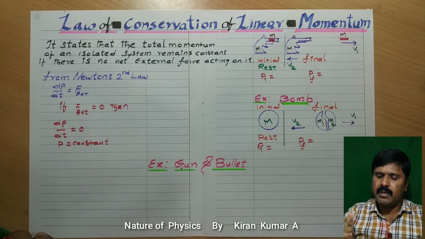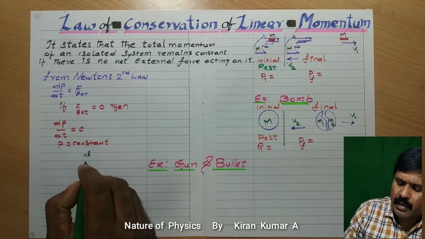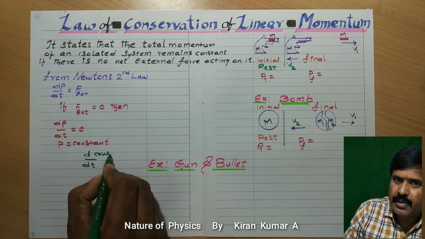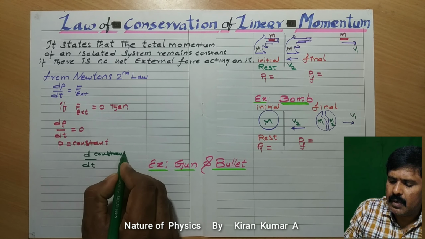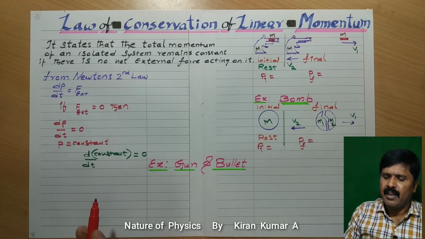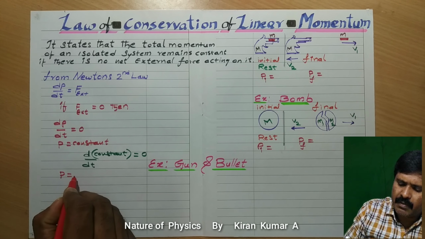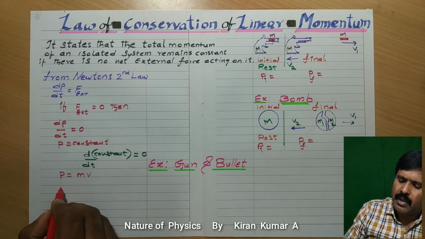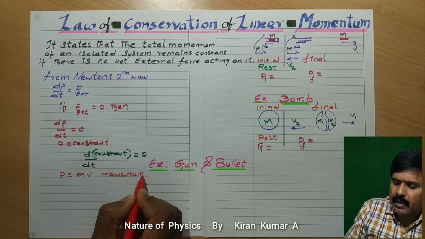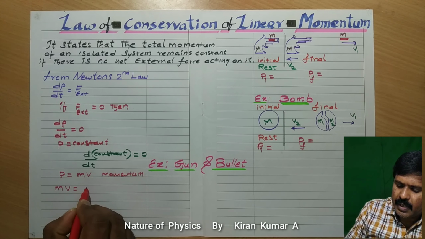Here we can write the differentiation of a constant, d by dt of constant, is equal to 0. Okay students, then p is equal to constant, and the formula is p equals mv, students. That is momentum. So I can write next, mv is equal to constant, students.